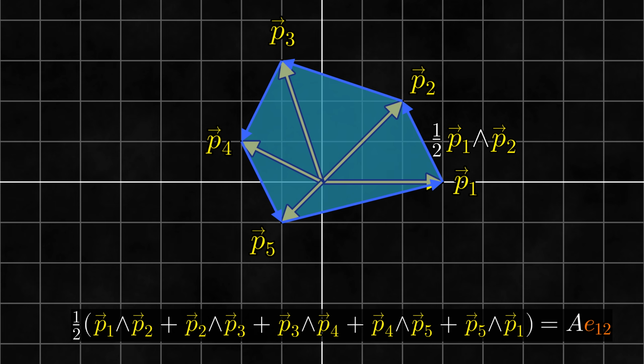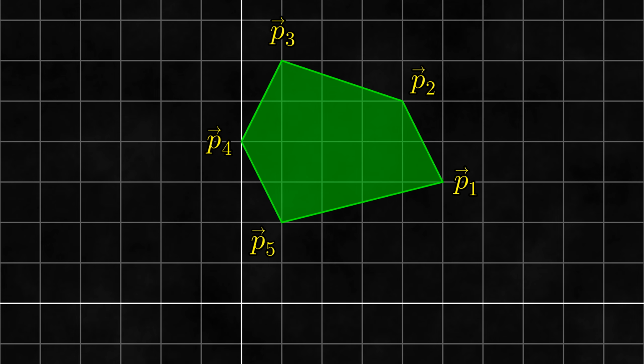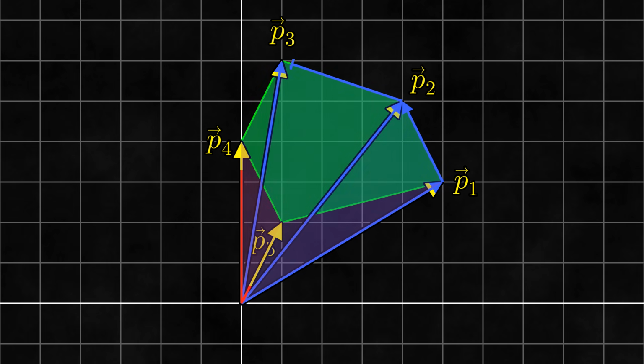Now there are several seeming issues with this procedure, but they end up not being a problem at all. The first thing is that it seems like this only works on convex polygons with the origin on the inside of them. For example, let's say the origin was over here instead. Then it seems like this procedure would start including areas outside of the polygon.